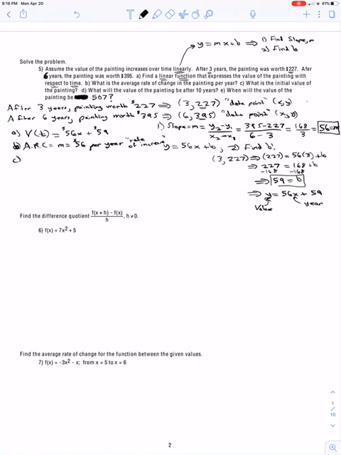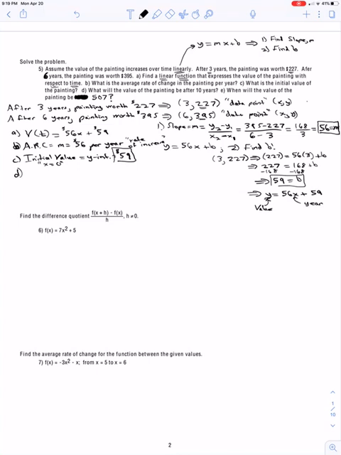Now let's go on to part C. Part C says, what is the initial value? The initial value would be our value when x equals 0, year 0. That produces our y-intercept point. So that's going to equal the y-intercept. The y-intercept was 59, our value of b. So $59 will be the initial value of this painting.